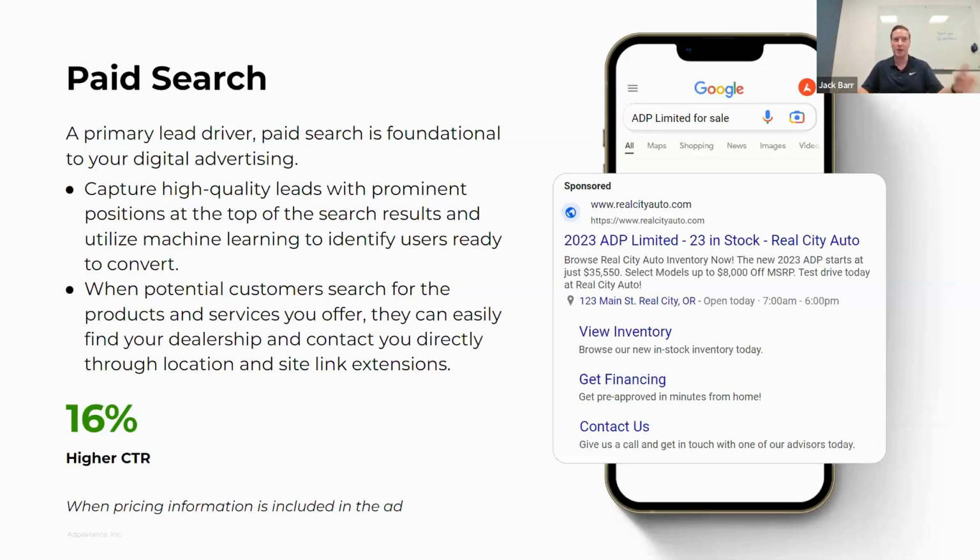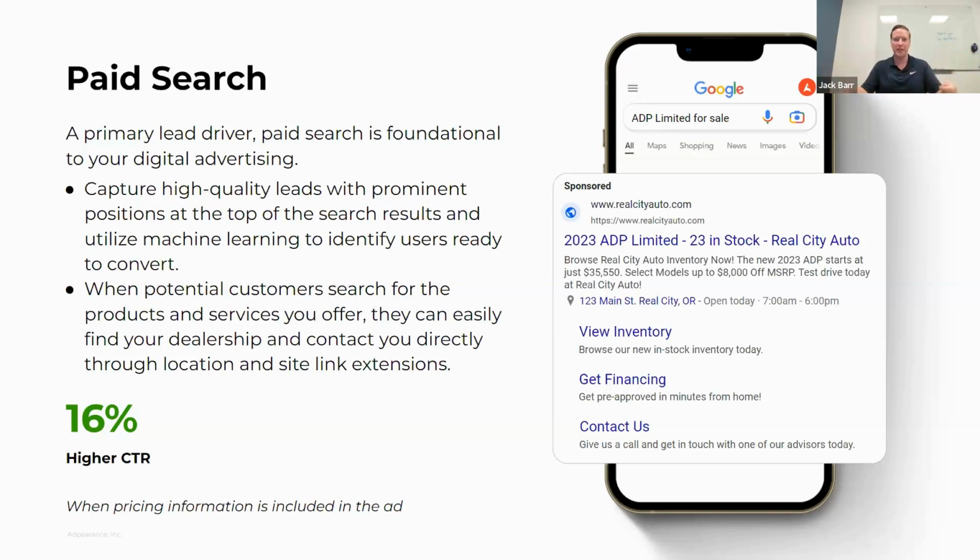A lot of the times I also see dealers getting into these situations where somebody's asking for ADP limited for sale, and they're telling them about all the specs of the vehicle. They're telling them about the mileage that it gets, that it has this awesome sunroof.